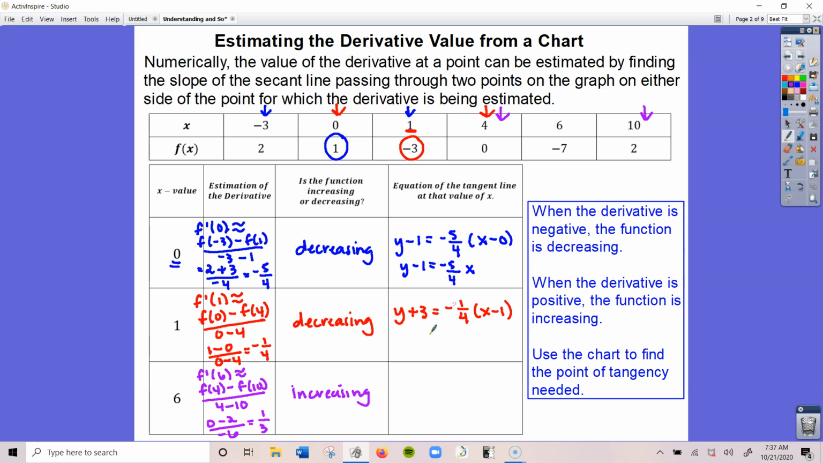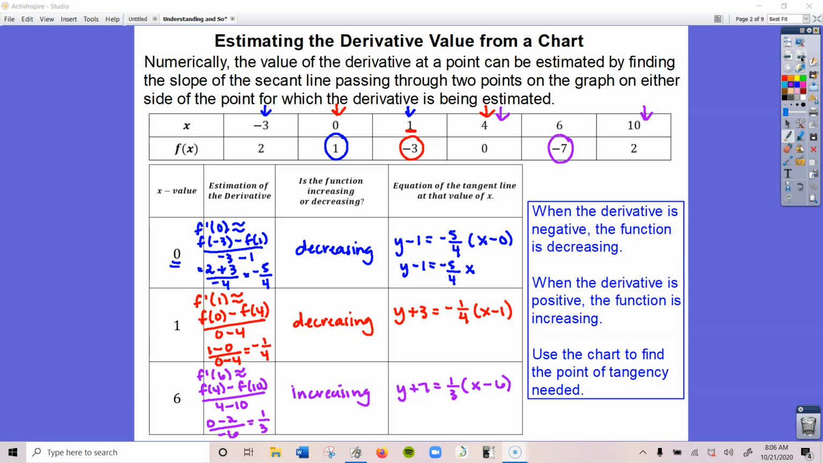And now to write the equation, for f of 6, my y value is -7. So my equation would be y minus -7, so plus 7, is equal to 1 over 3, parentheses, x minus 6.